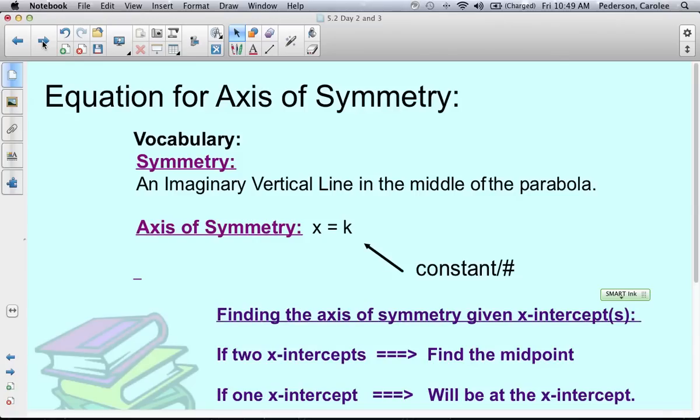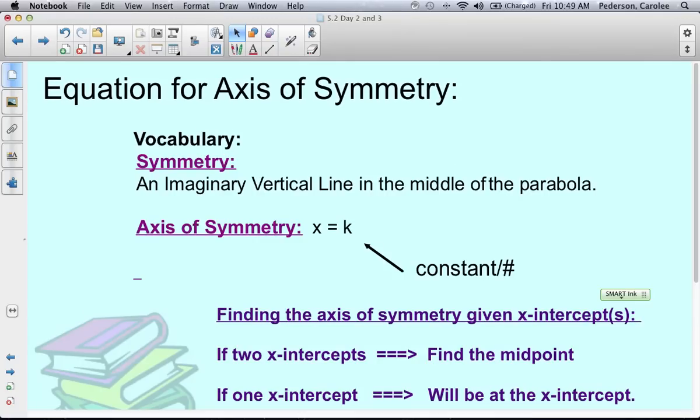All right, we're going to move on to the next topic. Finding the axis of symmetry for a parabola. I would recommend that you write this slide down. The key points are going to be down below. So the topic is finding the axis of symmetry. What the axis of symmetry is, it's an imaginary vertical line in the middle of the parabola. What the equation is going to look like is x equals k, which is some constant number.